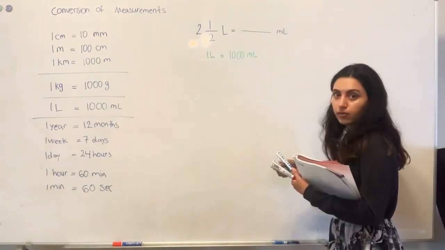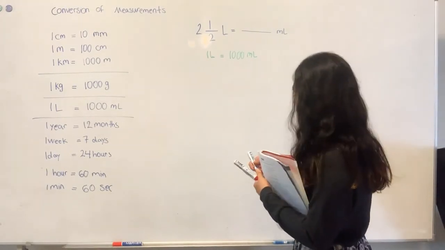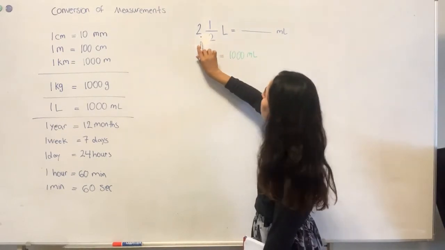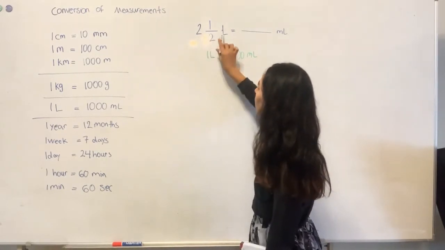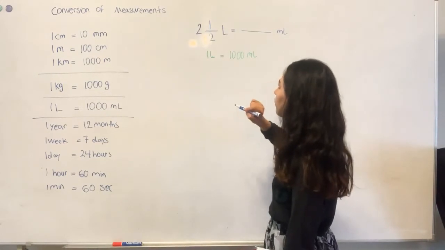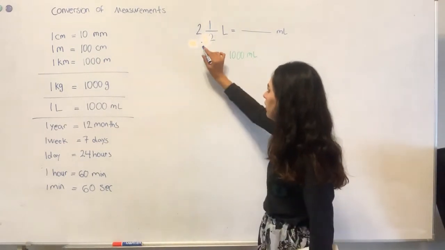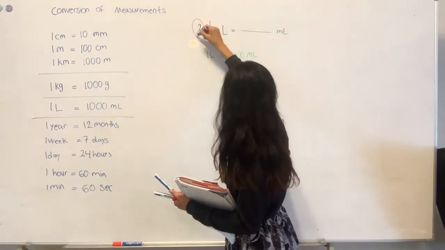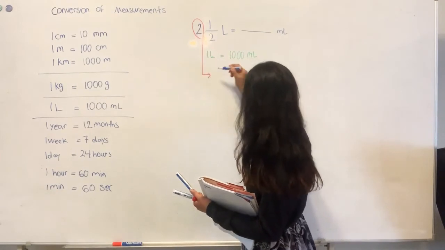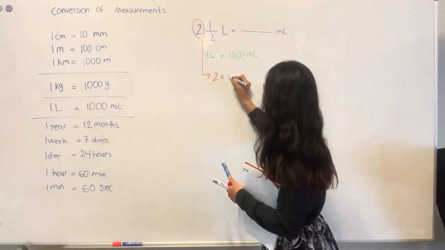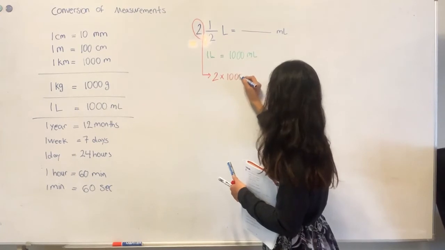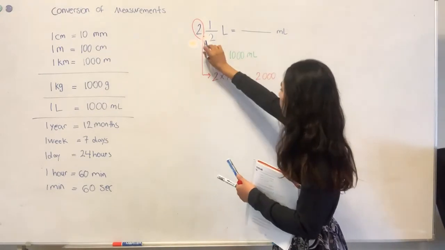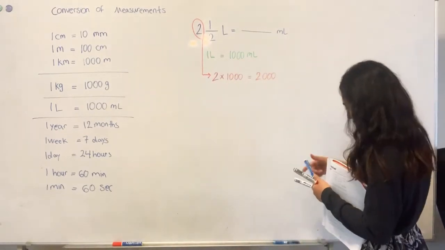So the second information I need, this is a mixed fraction. We have a whole number here and I have a fraction here. So we can multiply each of them separately. So the first thing, I'm going to show it with a different color. First, I'm going to do this one. I say 2 times 1000 equals 2000. That's for my number 2, the whole.